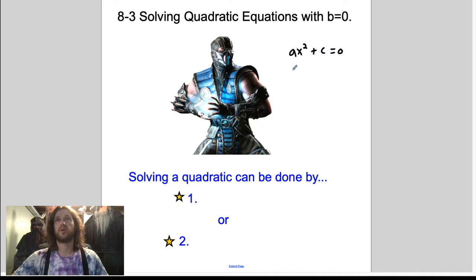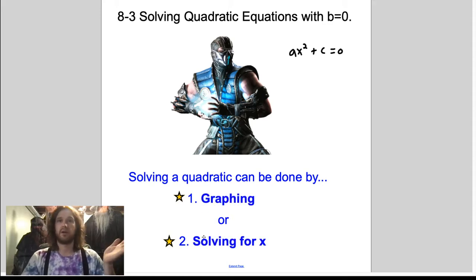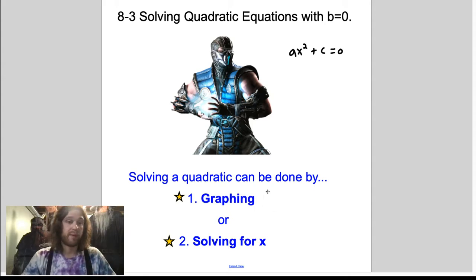They look like ax squared plus c equals 0. That will be an equation, or y equals ax squared plus c. Either of those. So there's two ways that we can solve these equations. We can do it algebraically, or we can do it graphically. So I'll do graphically first. We're going to talk about what it means. What is a solution to a quadratic equation? And then we'll do it algebraically.